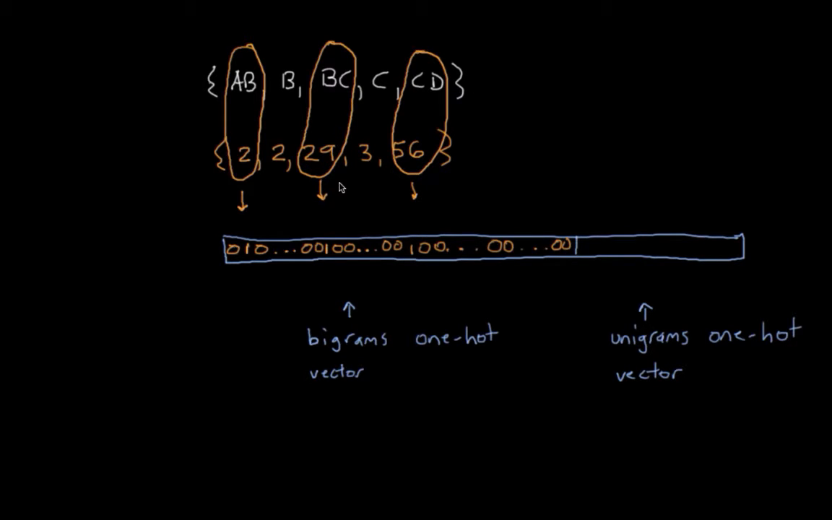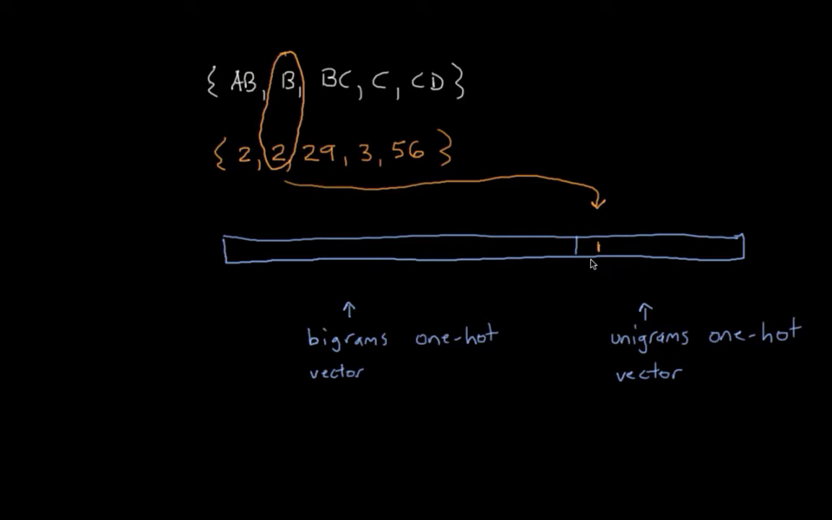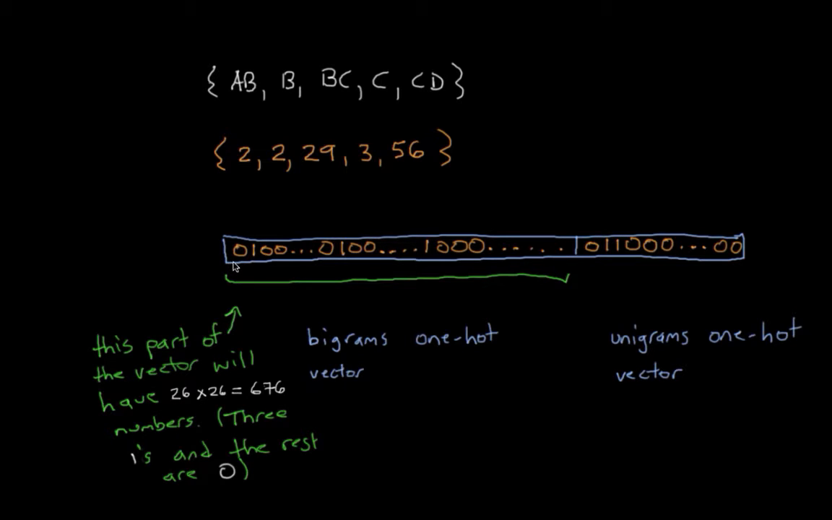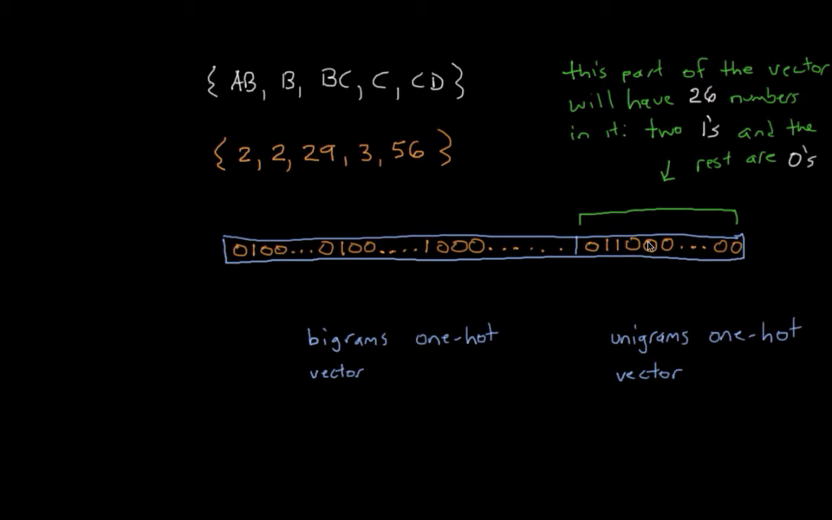And then similarly, in this portion of the one-hot vector, which is where our unigram information goes, we put a 1 in position 2 here to represent the B, and we put a 1 in position 3 here to represent the C, and zeros go everywhere else. So this is what our final one-hot vector will look like. That's the information that we're feeding into the decision tree. So notice that this part of the vector will have 676 entries in it. There will be 3 1s in here, and all the rest of the entries will be zeros. And this part of the vector will have 26 numbers in it. There will be 2 1s, and the rest will all be zeros.